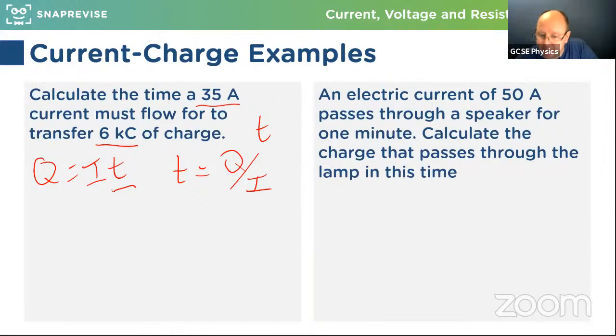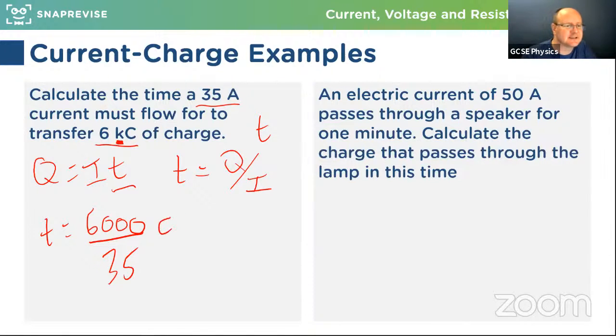Okay, and we'll come to the numbers in just a moment. Got to be really careful when you're reading questions in exams, particularly because there's a little kilo in front of the coulomb symbol there, which means, of course, times 1,000. So when we do the calculation, the time is going to be equal to 6,000 coulombs divided by the current, which is 35 amps.